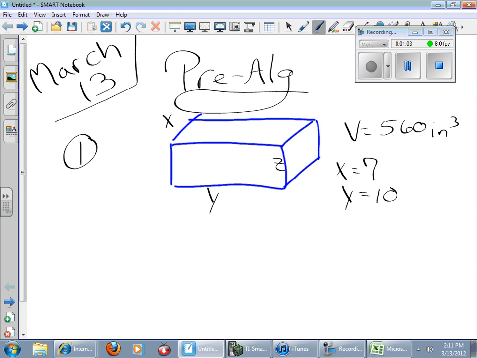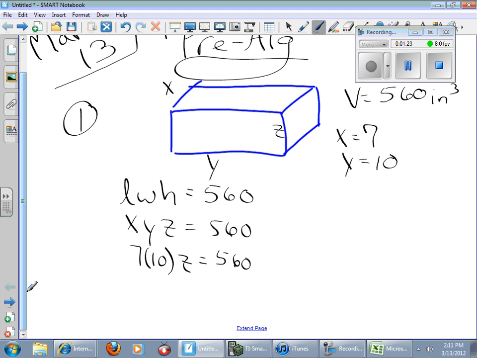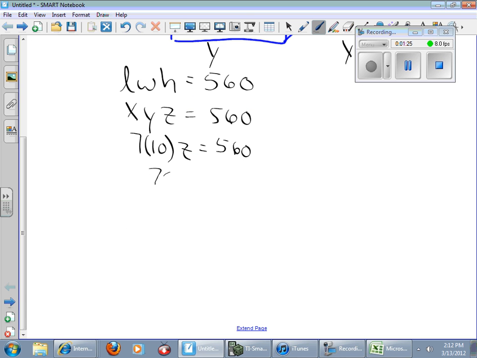Well, normally you'd go length times width times height equals 560. Or you could say X times Y times Z equals 560, same thing. Well, you know X is 7, Y is 10, you don't know Z, and now you can just treat it like a one-step equation. This would be 70Z equals 560. Divide by 70, and Z will equal 8 inches.